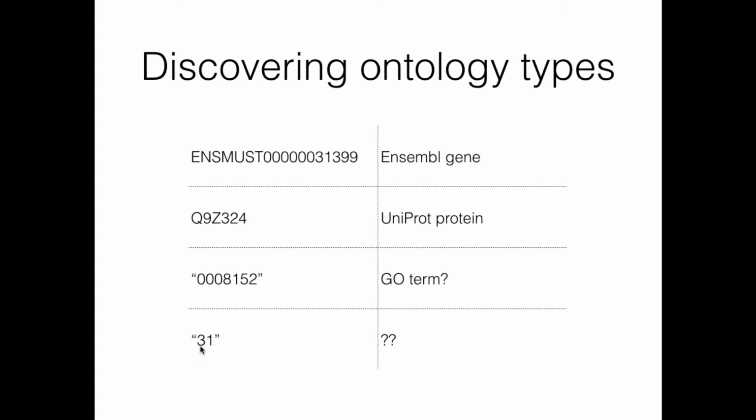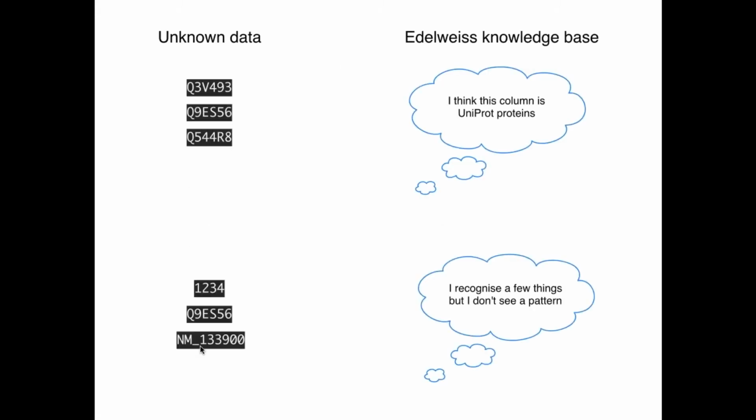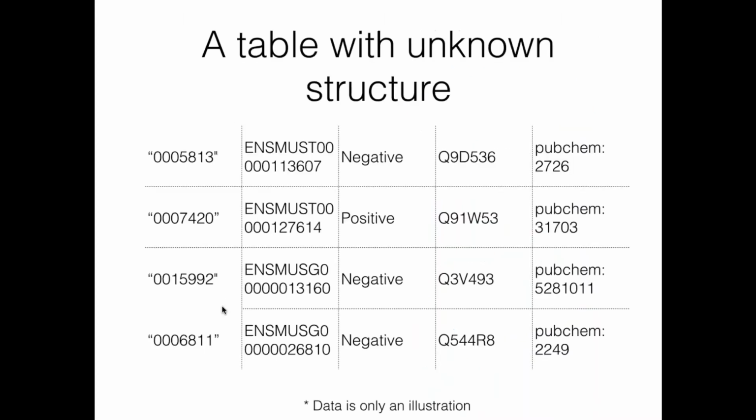And this of course is the concept. You should guess as far as possible, but we shouldn't guess what cannot be guessed. So if we see a column that contains only UniProt proteins, then we're quite confident about that, so we make a guess from the knowledge base: I think this column is only UniProt proteins. If we see a column that contains mixed identifiers, where we recognize a few things, but we don't see a pattern, then we can't classify it, because then we're not sure. So the confidence has to be quite high for every column for us to make a classification.